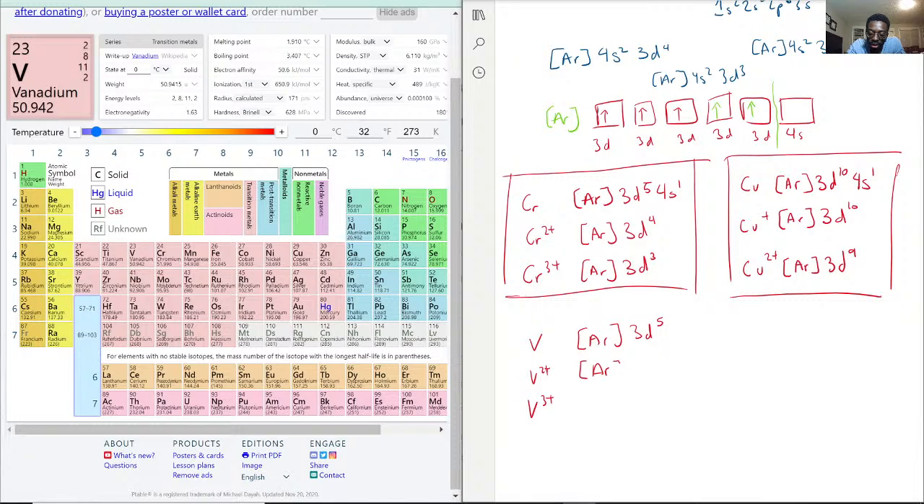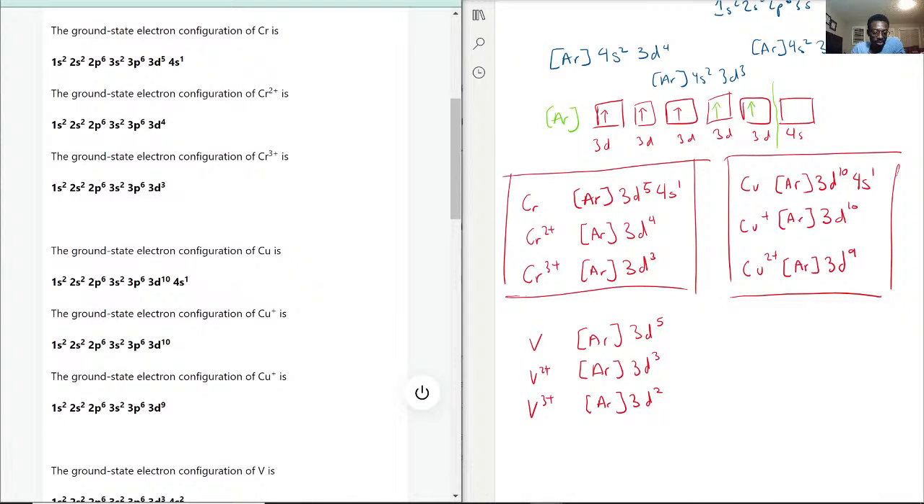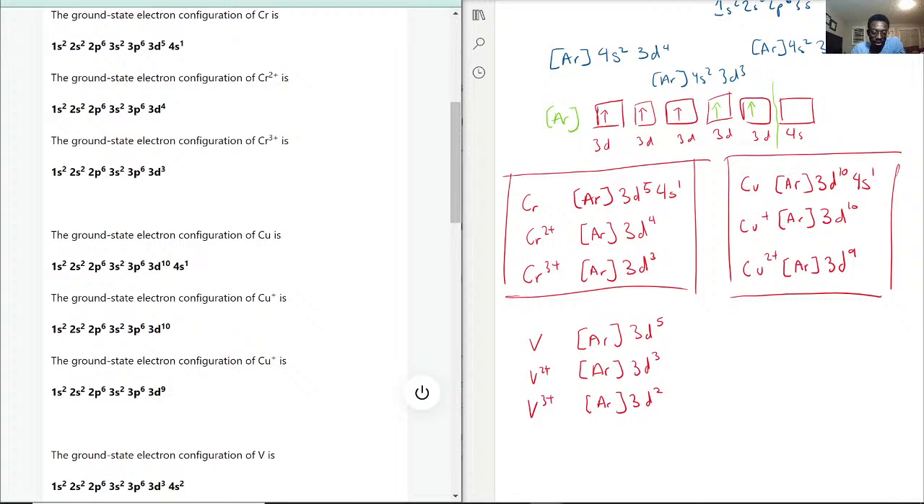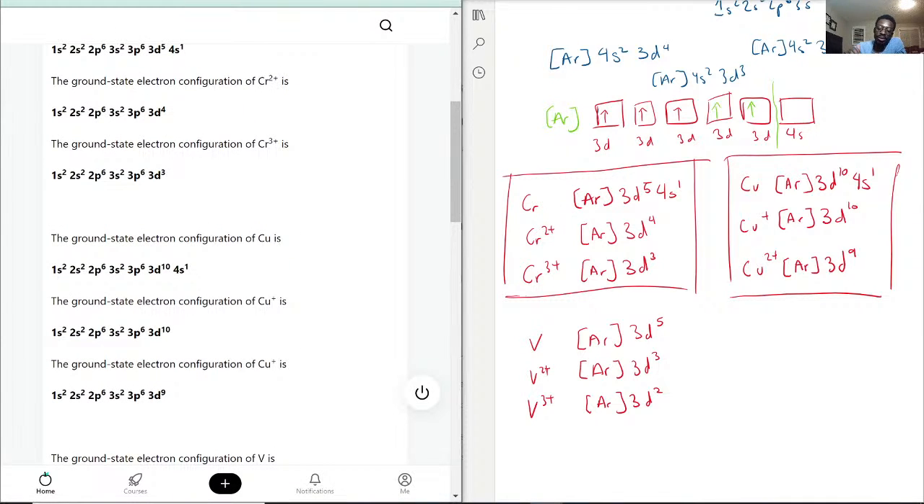So 2 plus, it will just be 3d3, and 3 plus should be 3d2. Let's see if that's correct, or if it just broke that rule. Oh, it did break the rule. Interesting. I guess when it's not close to filling that shell, it doesn't bother moving.